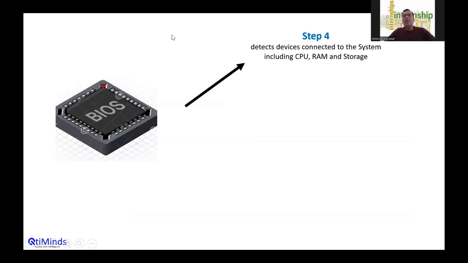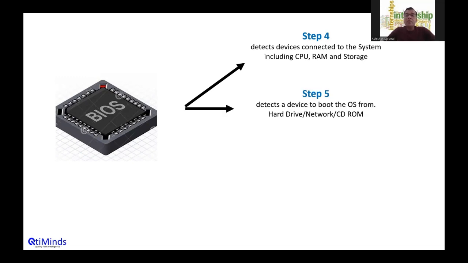What does it do? So as I said, BIOS detects devices connected to the system, including CPU, RAM, and storage. So that is step four. And then step five, what does it do? BIOS tries to find out where the OS is, because finally the OS has to be loaded into the system. If the OS is not there, it's a problem. If BIOS is not able to find out the OS location, then you cannot really boot up your device, correct?